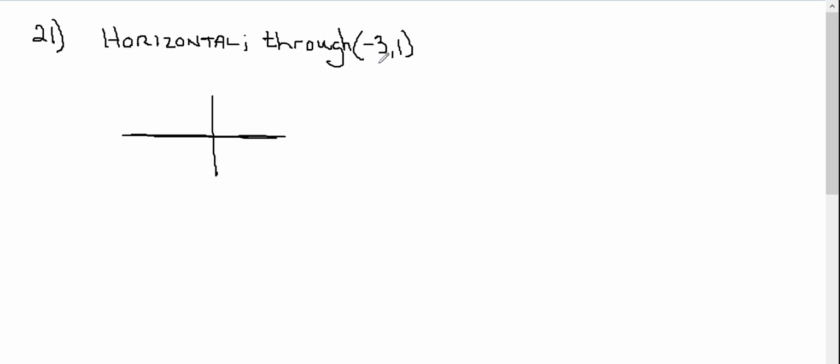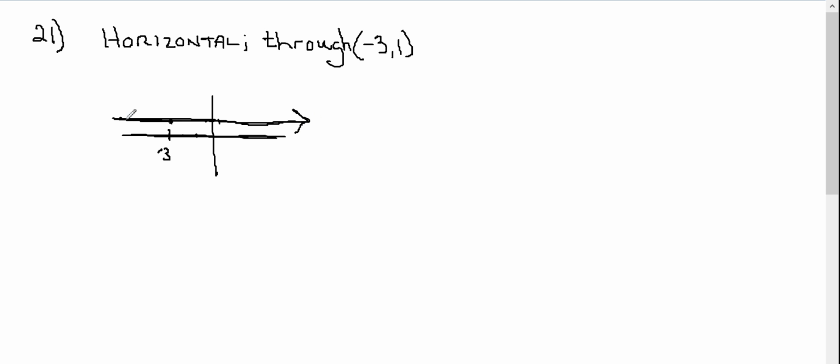If a line is going through the point negative 3, 1, I want to plot that. Where is negative 3, 1? Over to the left 3 and then up 1. So we know this is negative 3, 1. And if it's a horizontal line going through this point, which way is horizontal? Horizontal is this way, right? A horizontal line going through this point.